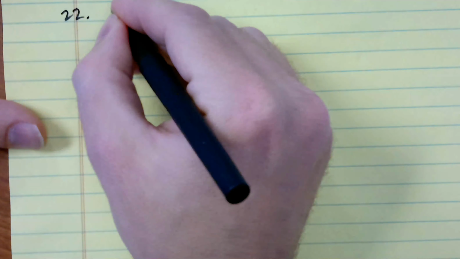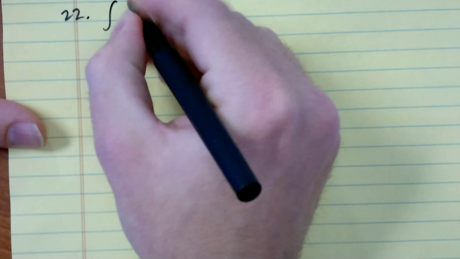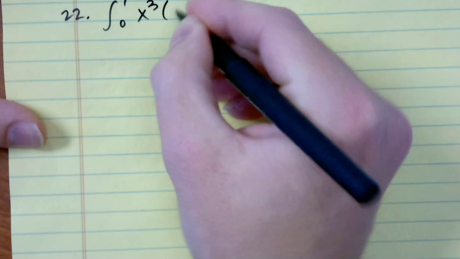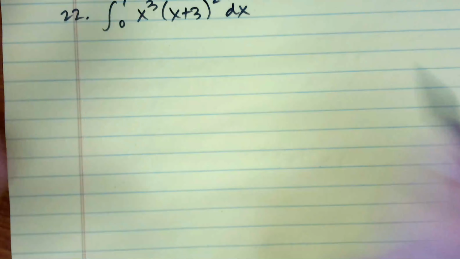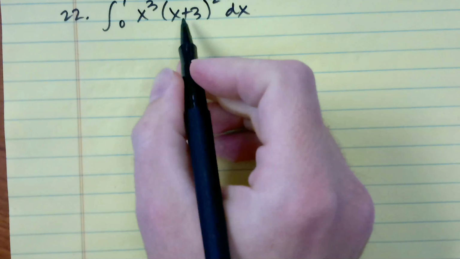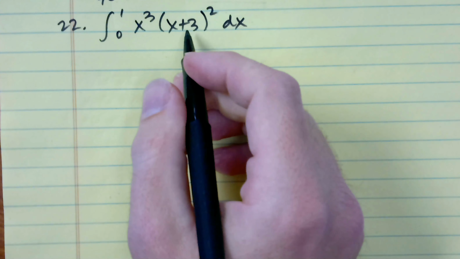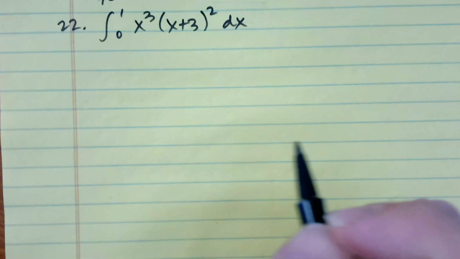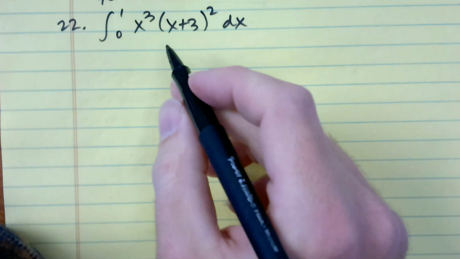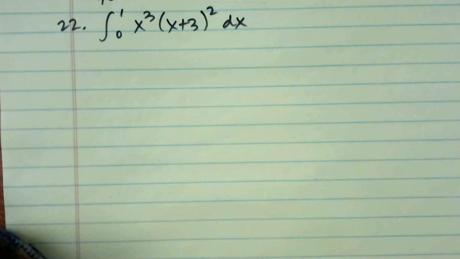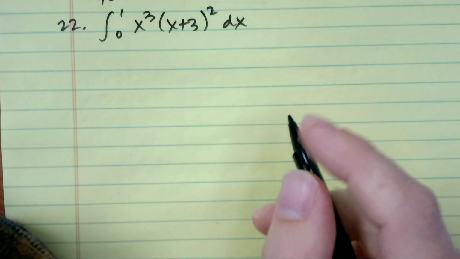And then number 22, okay, this one might be a little more involved, so I'll budget myself plenty of room. Integral from 0 to 1 of x cubed times x plus 3 squared dx. Now I'm going to multiply out x plus 3 times x plus 3 and then distribute it in the x cubed, because there's really nothing else to be done. This one might be a little bit too much algebra for AP Calculus, but better I show you one that has too much than not give you any.